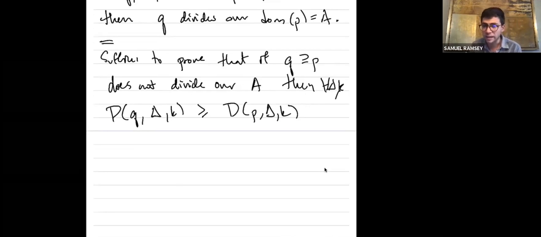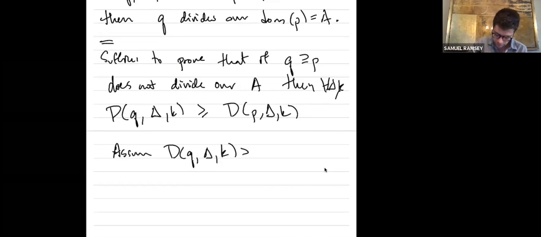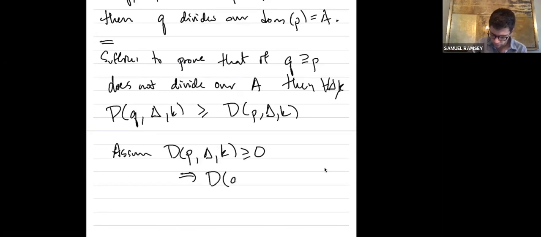We'll just prove it by induction. So assume D_P(delta, k) is at least 0, or sorry, let's do the P one. Then D_Q(delta, k) is at least 0.